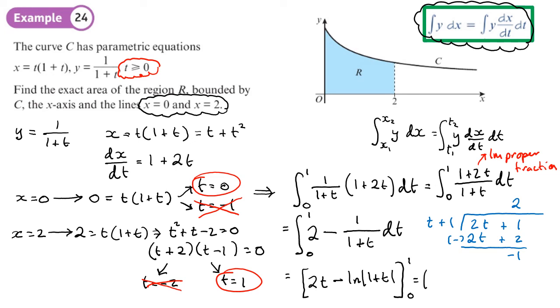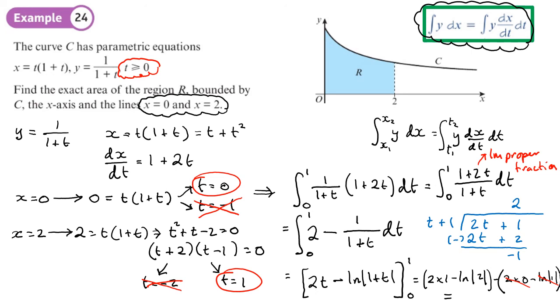So we'll have 2 times 1 minus log of 1 plus 1, which is 2, minus 2 times 0 minus the log of 1 plus 0, so that's the log of 1. It says the exact area. So the second bracket is just 0, so that disappears. Log of 1 is 0. I suppose I should have some closed brackets there. So the whole of the second bracket is 0.